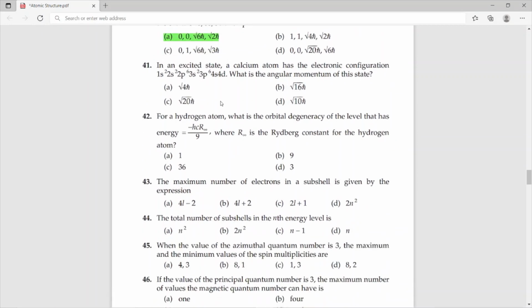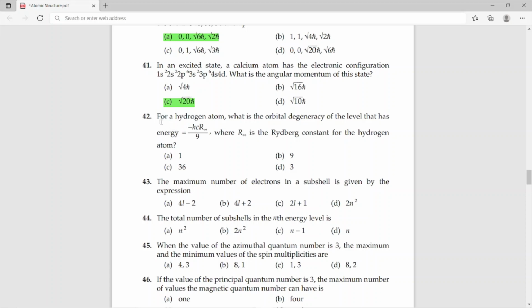41st question is: in an excited state, a calcium atom has the electronic configuration 1s2, 2s2, 2p6, 3s2, 3p6, 4s1, 3d1. What is the angular momentum of this state? The right answer is option C, root 20 times Planck's constant.